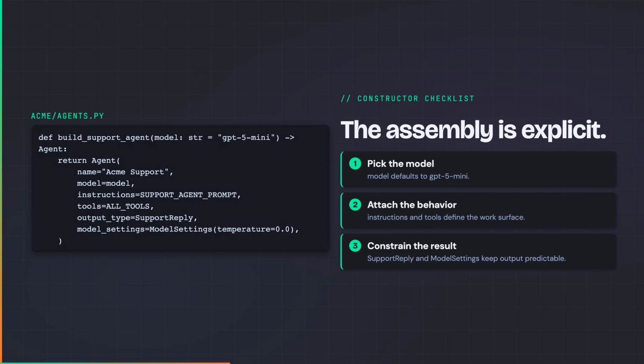Here is the exact assembly point in acme/agents.py. The function defaults to GPT-5 Mini, then passes the model into Agent. The instructions come from SUPPORT_AGENT_PROMPT. The tool list is ALL_TOOLS, and output_type is SupportReply. The final line matters for control. Model settings with temperature set to 0.0 makes the lesson output less random while you inspect behavior.